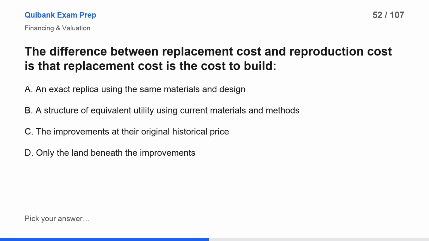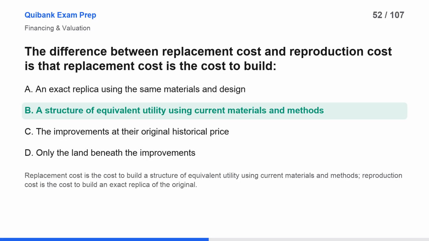Question 52. The difference between replacement cost and reproduction cost is that replacement cost is the cost to build A. An exact replica using the same materials and design, B. A structure of equivalent utility using current materials and methods, C. The improvements at their original historical price, D. Only the land beneath the improvements. The answer is B. A structure of equivalent utility using current materials and methods. Replacement cost is the cost to build a structure of equivalent utility using current materials and methods. Reproduction cost is the cost to build an exact replica of the original.